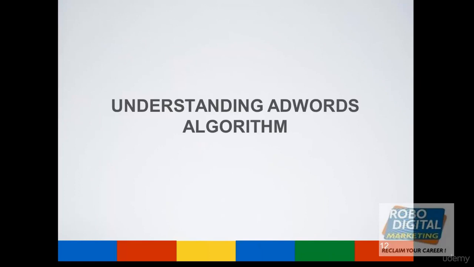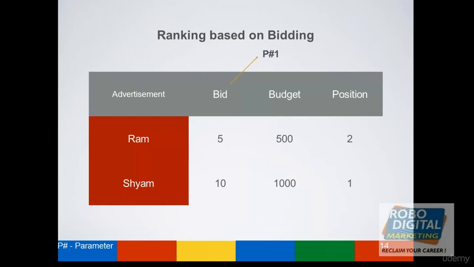So let's understand the algo first, then you will be able to understand the things in a much better manner in AdWords. Let's suppose there are two people, Ram and Shyam. Ram is bidding 5 rupees and Shyam is bidding 10 rupees. Their budgets are 500 and 1000 rupees. Who will get the first position?